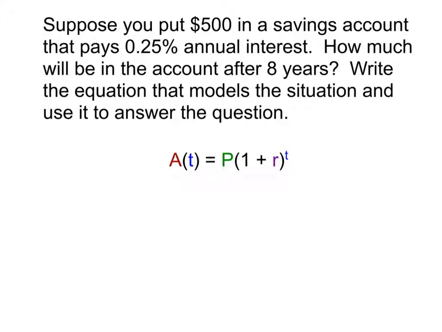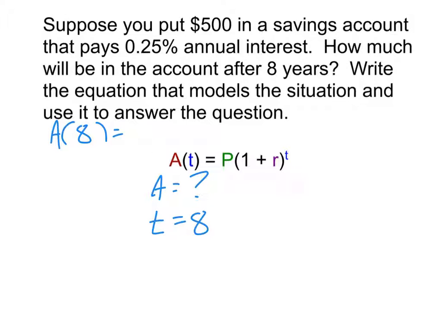Do we know what A is? No. A, as we just saw in our notes, stands for the amount. That is the final amount. That's what we're trying to figure out. What amount will we end up with? So that's just going to stay as A, and then it's going to be A of T. A, we don't know. T, do we know what T equals? Yes, we do. That is going to be 8 years. So wherever I see T, I'm going to put in an 8.